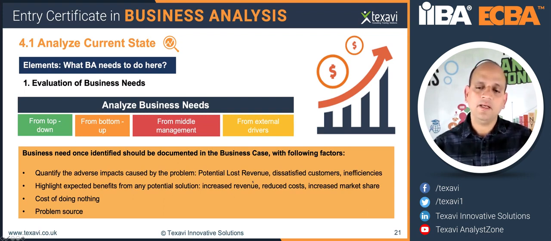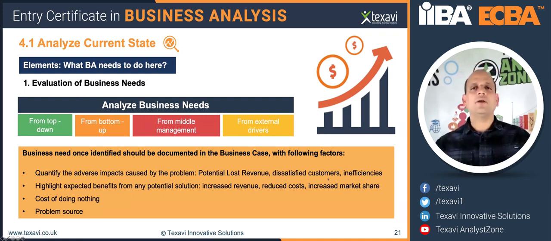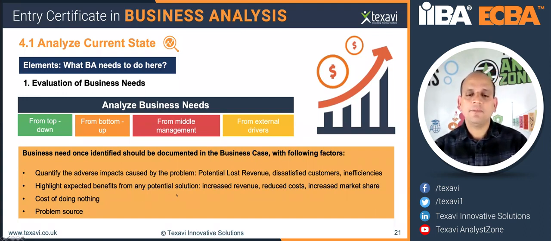It could be, as we said, potential lost revenue, which is what we call opportunity cost if we didn't go for that option. Dissatisfied customers, if we went through this option, for example, why would it affect it? What are inefficiencies in the process, in the market? As we just discussed, it could be increasing the costs in a different way. All of these have to be considered, and highlight the expected benefits from any potential solution.